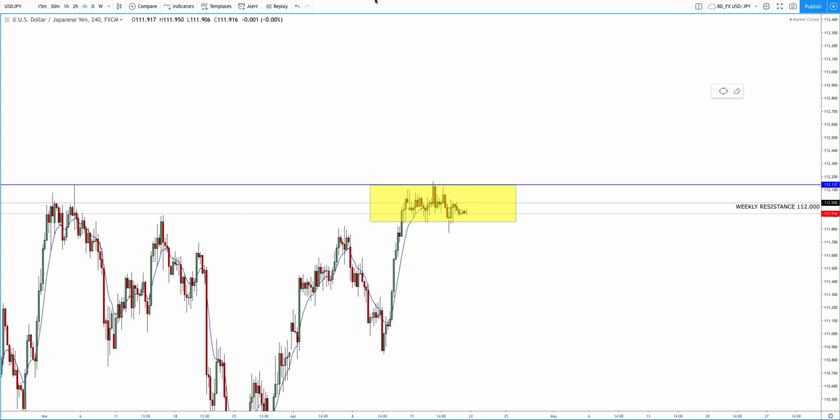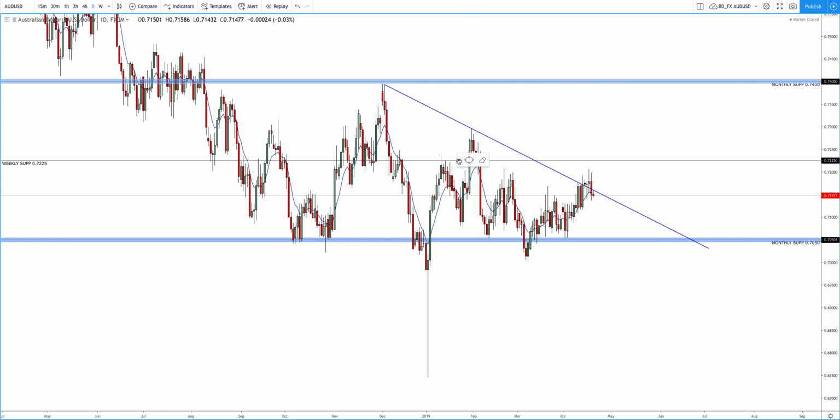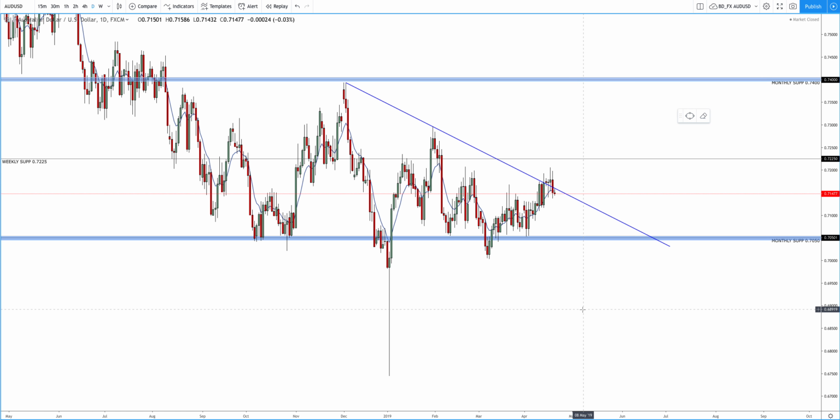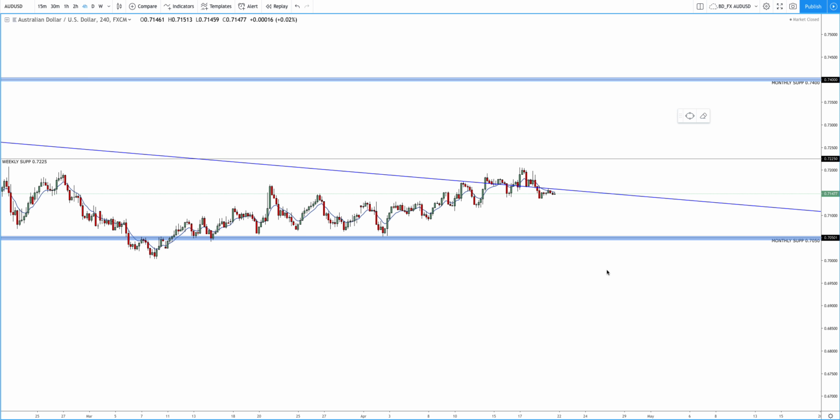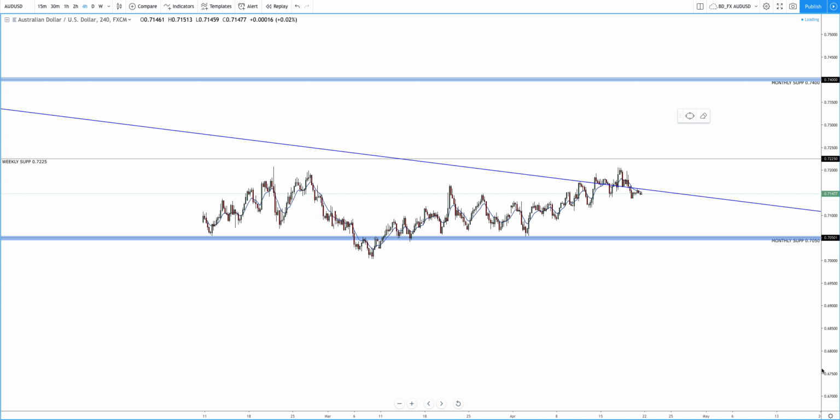I'll look at Aussie dollar. This was an important pair last week because there was a lot of news coming out surrounding it. So you might have seen that I took a short trade and a long trade on this, and you can see that this pair was sort of ranging as well.